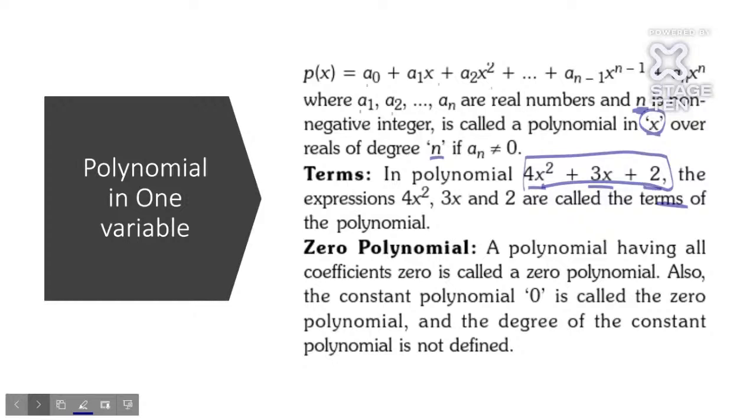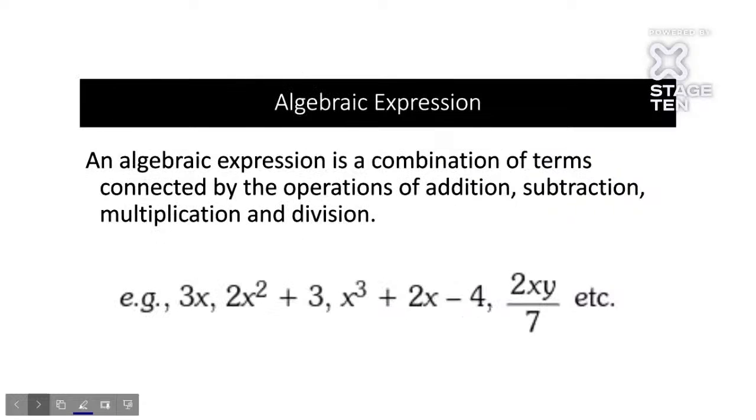Now what is the zero polynomial? A polynomial in which all coefficients are 0 is called the zero polynomial. The constant polynomial 0 is called the zero polynomial and its degree is not defined. A constant polynomial will have a constant number, for example 7. Now x raised to 0 is 1, so 7 into 1 is nothing but 7. So that is a constant polynomial.